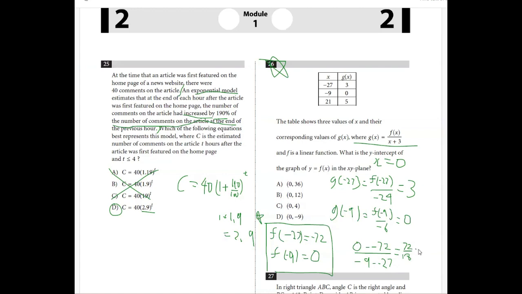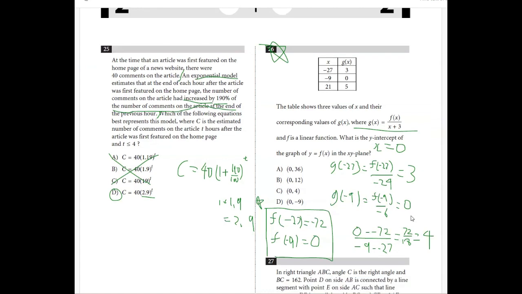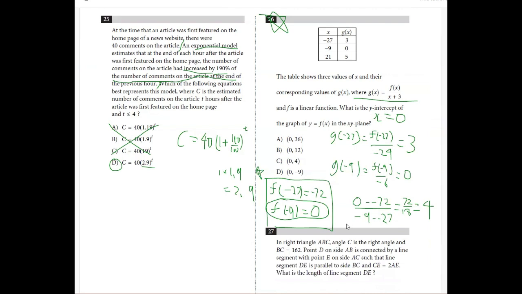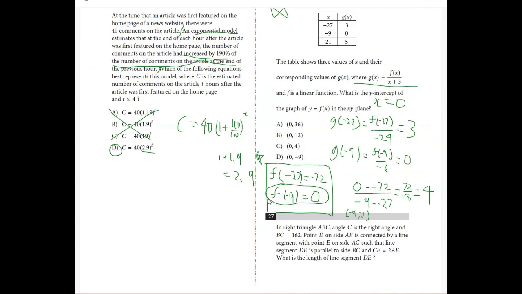And that is equal to 4. And I'm going to go ahead and put this guy over here. I'm going to pick (-9, 0), because we need to find the equation for f. I'm sorry, I'm going to write it here because we're running out of space.